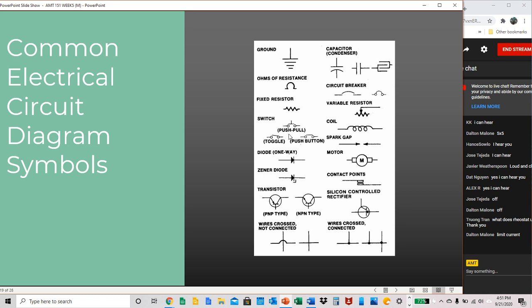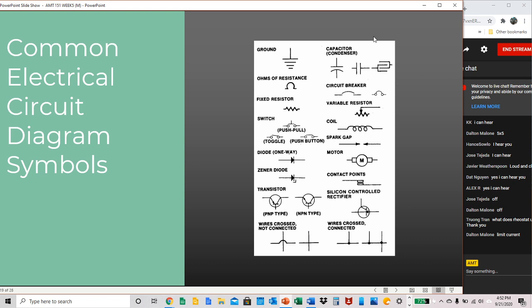or a couple different schematic drawings for switches. We have our one-way diode, and diodes, I think we get into in advanced electricity, or at least more in depth. Our one-way diodes, Zener diodes, transistors. Remember, we had transistors that were positive and negative. Those I know, PNP type and this stuff I know we get into in advanced electricity. Again, our wires crossed or not connected.